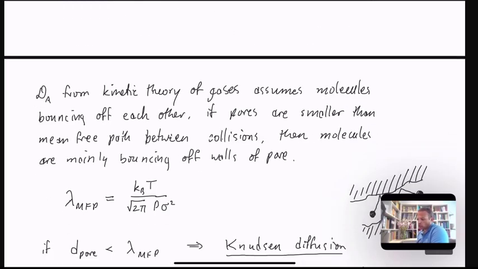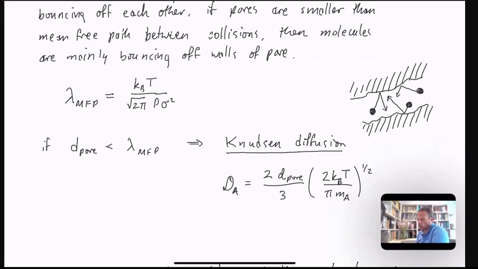When we use the kinetic theory of gases, we assume that the molecules are bouncing off of each other in computing the mean free path between these collisions. But if the pores are smaller than the mean free path between those collisions, then the molecules are mainly bouncing off the walls of the pore. In that case, you can compare this mean free path expression to the diameter of the pore. Now, if the diameter of the pore is smaller than the mean free path, you enter this Knudsen diffusion regime, and the diffusivity is written down here.